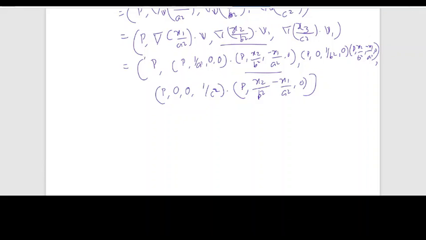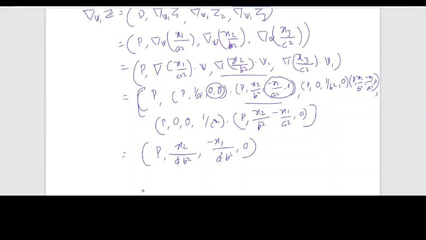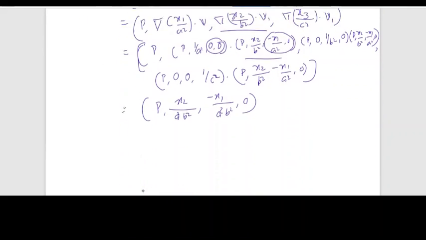Now taking the dot product, we get p of... when we take the dot product, this will become 0. So only the first term remains: x2 by a square b square, then minus x1 by a square b square, 0. Okay, so this is our del v1 z.